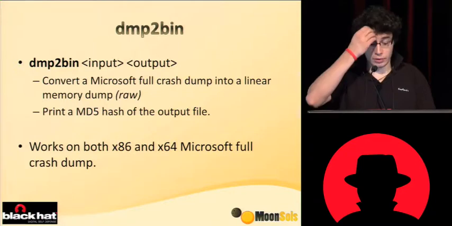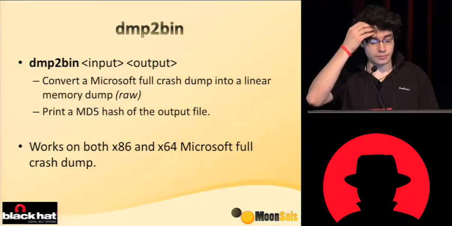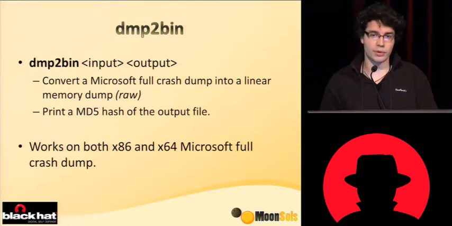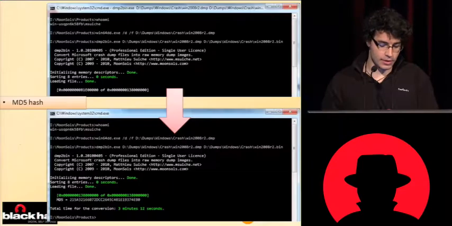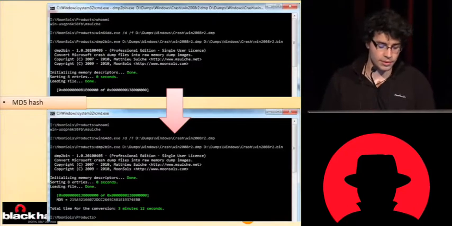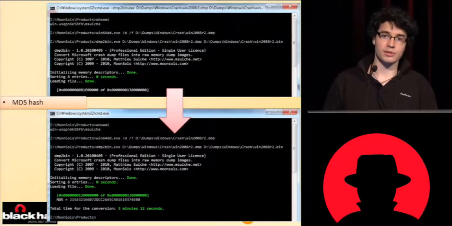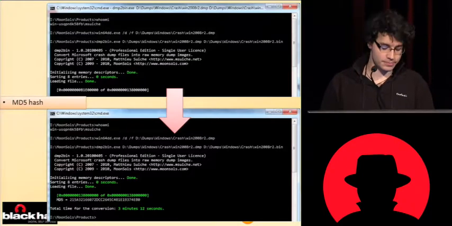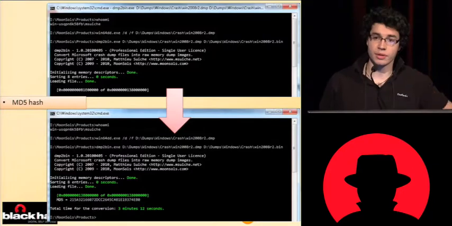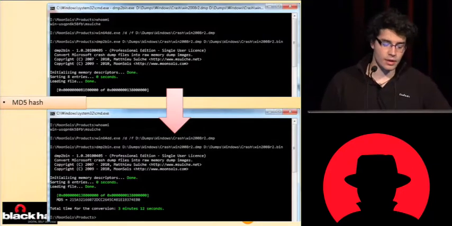It works with both x86 and x64 Microsoft full memory crashdump. So here is what we see when we are using the dump to bin utility. As you can see, it's really a basic output, because it's only reconstructing the physical address space from the memory dump.